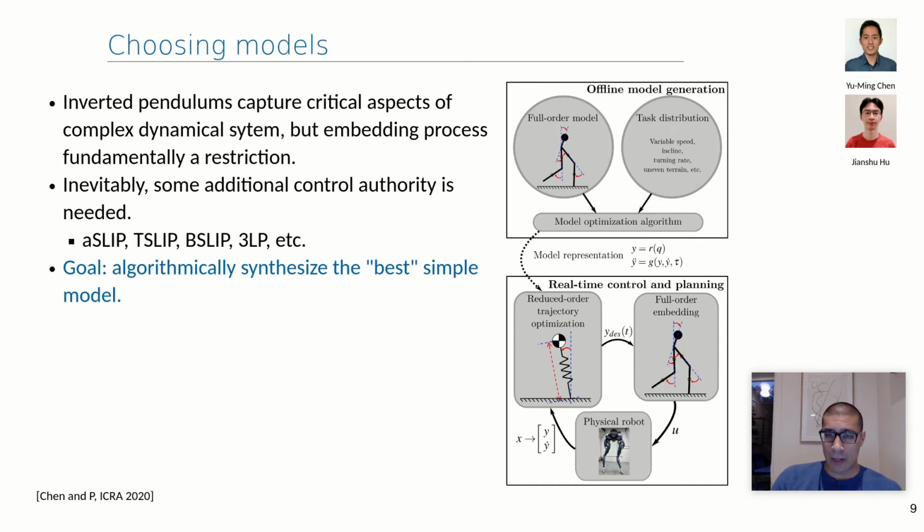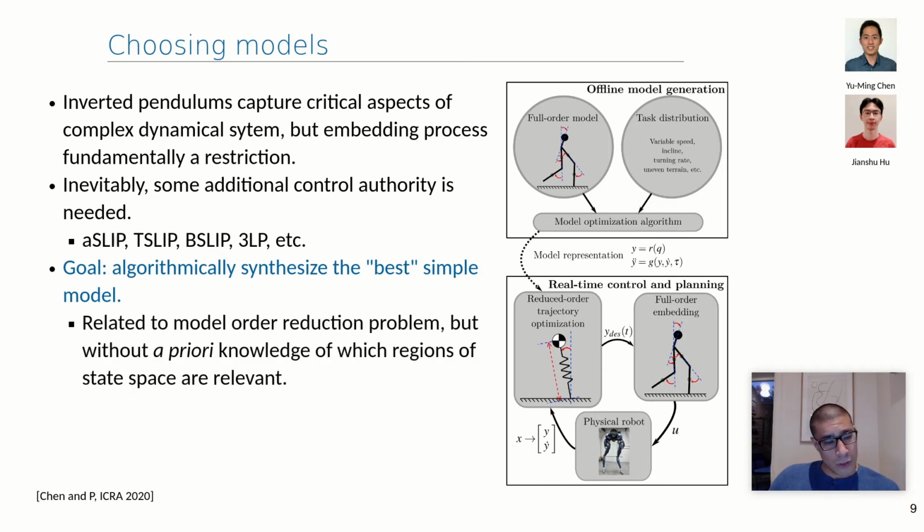And to do that, we're going to look at our architecture as shown on the right here. In an offline fashion, we're going to try to generate a new model. And we're trying to generate a model that's optimal, quote unquote best, and we'll define this carefully, across some particular distribution of tasks. So that might include variable speed, variable incline, variable turning rates, uneven terrain, etc.